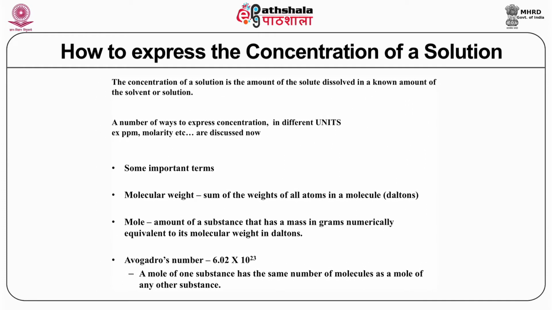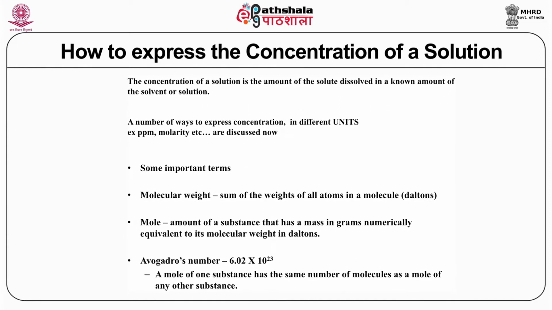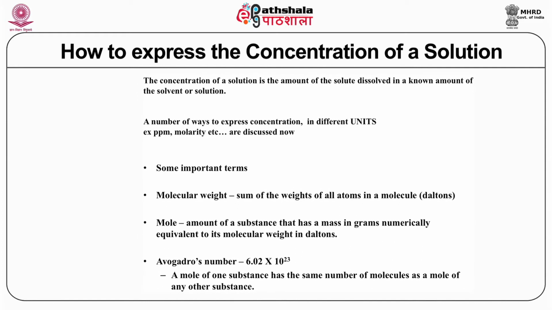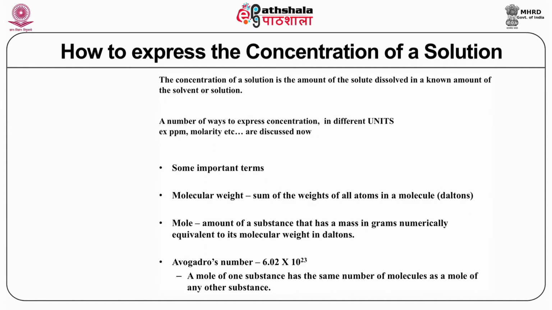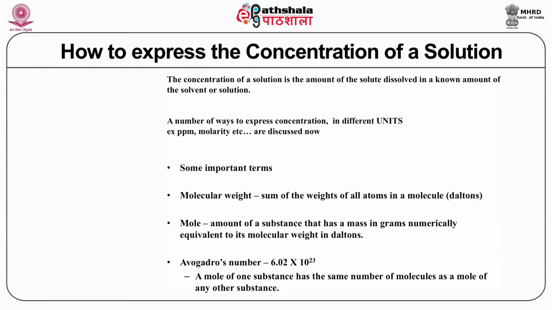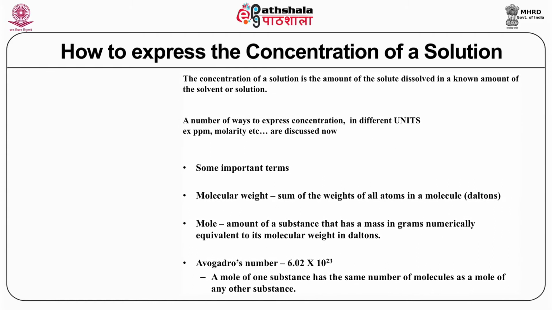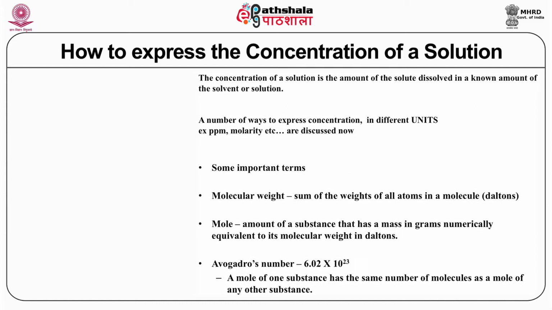And also the mole, that is the amount of the substance that has a mass in grams numerically equivalent to its molecular weight. Then also, of course, the Avogadro number, which was introduced to you earlier: 1 mole of a substance has the same number of molecules as a mole of any other substance, that is 6 into 10 to the power 23, the Avogadro number.